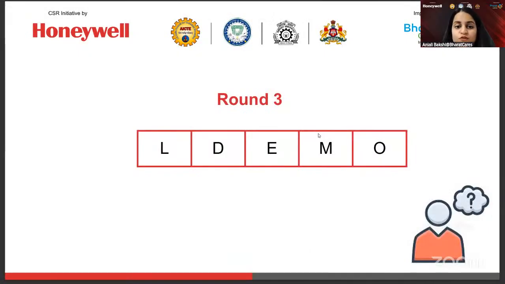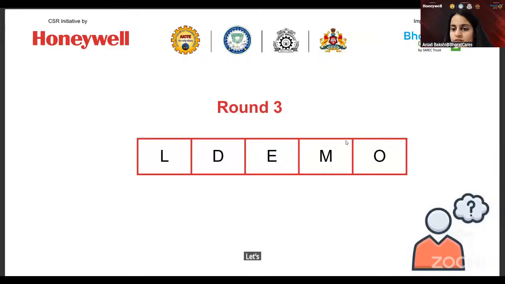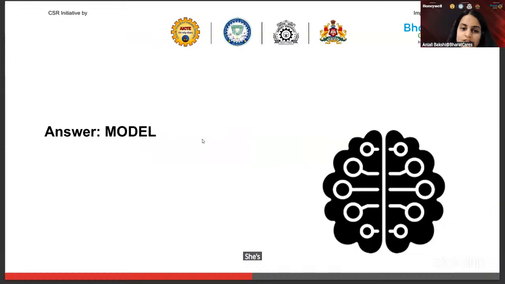What can be formed from this? LOMED. Let's see who gives the answer first. Sanidhi. Great. Gayatri. Okay, so I have many answers. Sanidhi gave me the first one. So let's see. Yes, she is right. Model is the answer. The trained brain that makes the prediction behind AI.